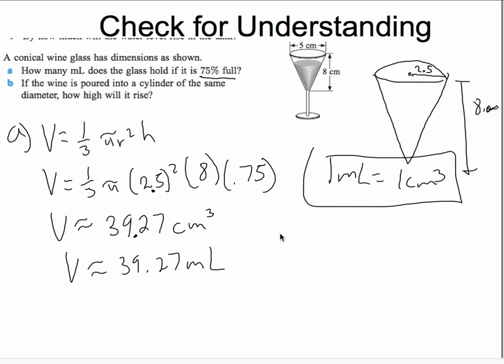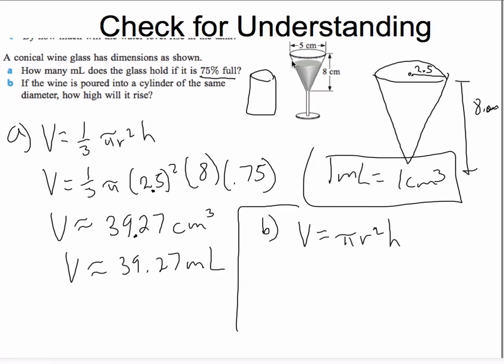Alright, part B, if the wine is poured into a cylinder of the same diameter, how high will it rise? Okay, so what we have to do here is we know that if the wine is poured into a cylinder, it's the same volume. The amount of wine does not change. Okay, so the volume for a cylinder equals pi r squared times the height. If you pour the wine into that, it's going to be the same volume. So the volume is 39.27 cubic centimeters.